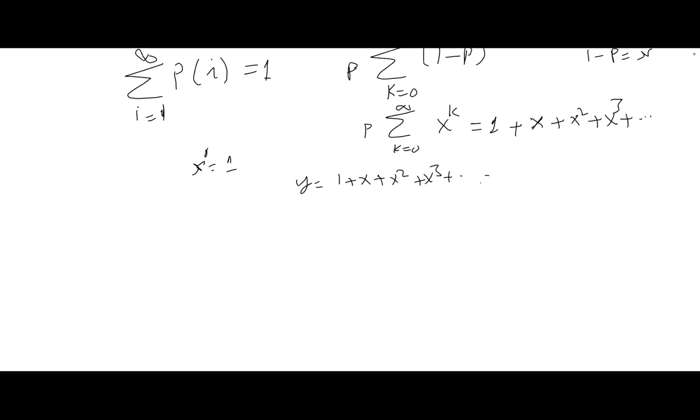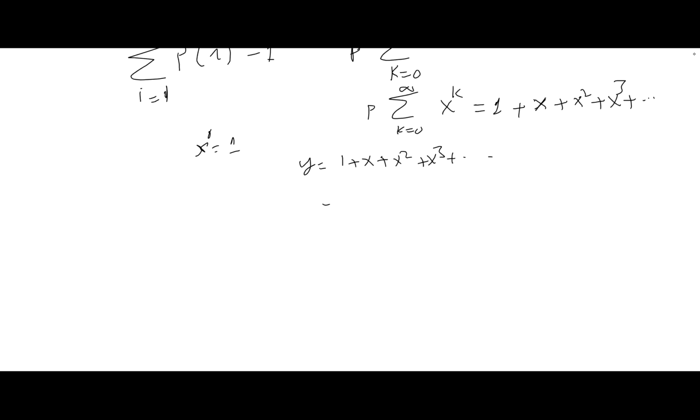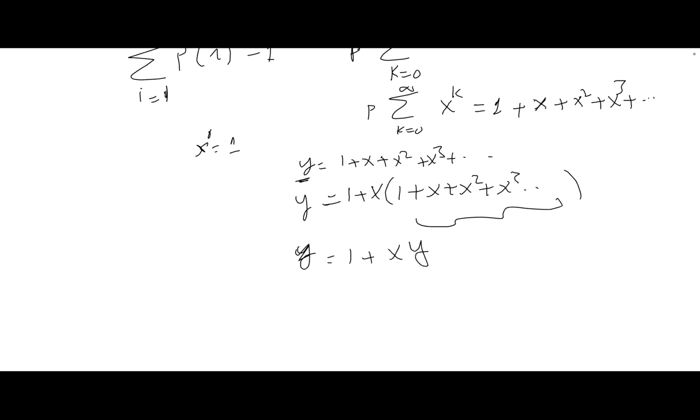Now this will be the same: y equal to 1 plus, if you take x as a common factor, 1 plus x squared plus x cubed up to infinity. Actually, this one is the same as y. So y equals 1 plus x times y. And then you can take y to the other side, and then y equals 1 divided by 1 minus x.